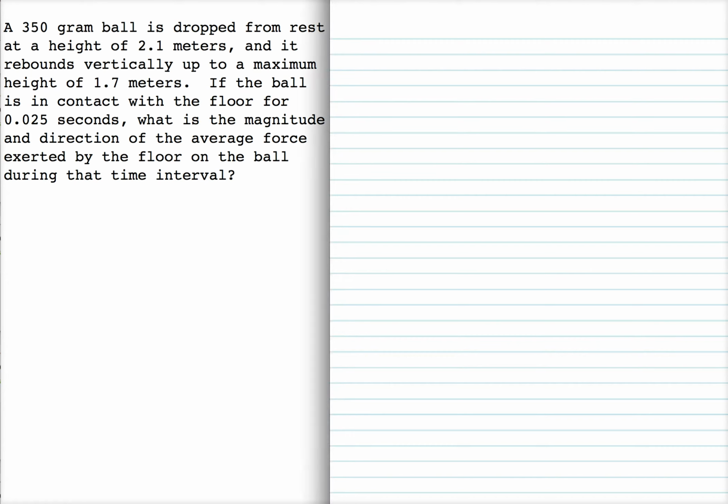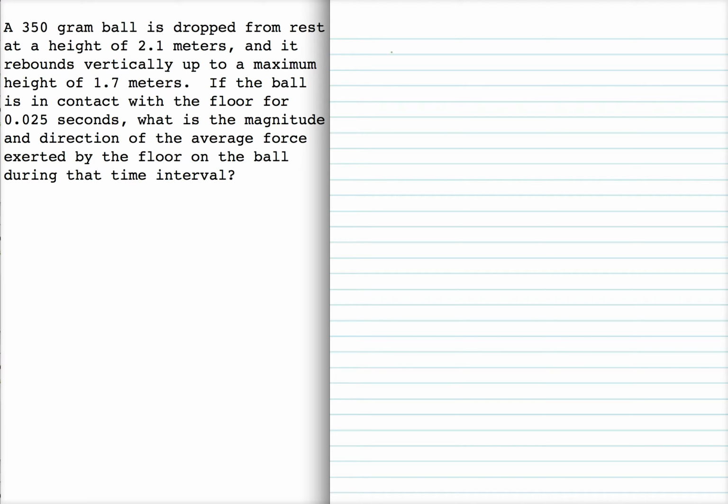Alright, so it looks like this is an impulse problem. We have a ball in contact with the floor for 0.025 seconds, and we want to know the average force exerted during that time interval. So, alright, let's consider this motion.